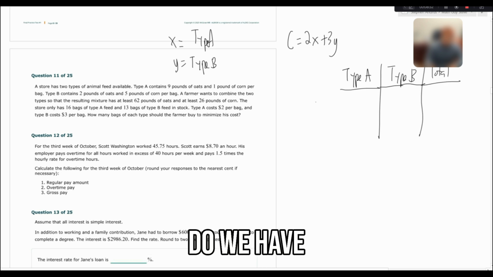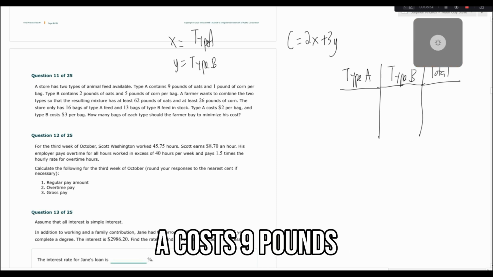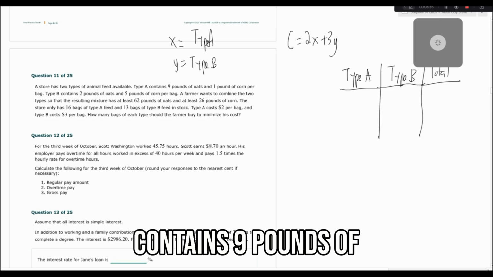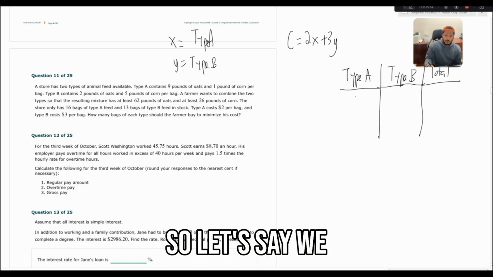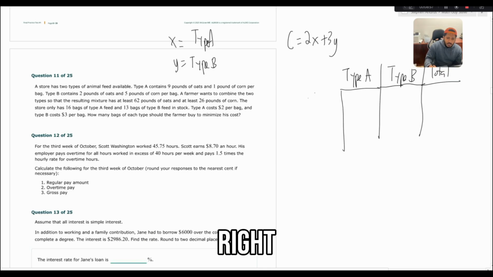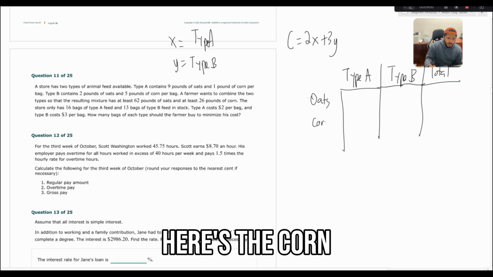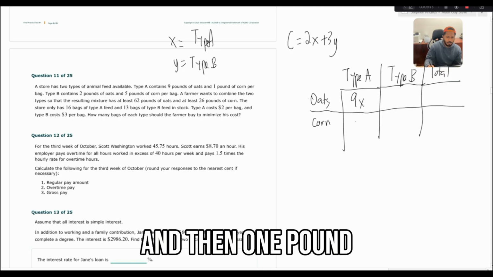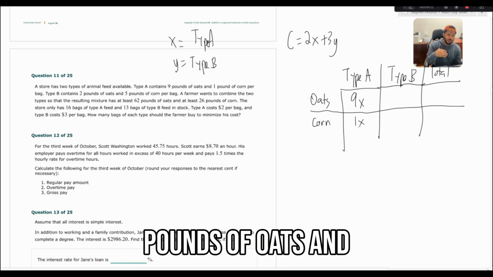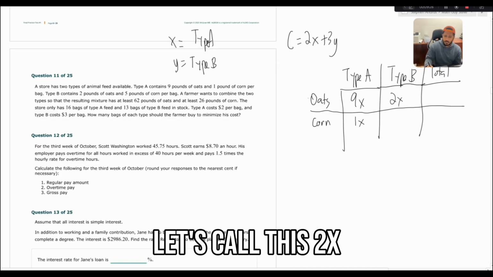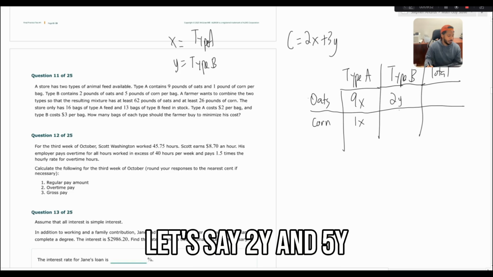What other information do we have? Type A contains 9 pounds of oats and 1 pound of corn. Let's call this the oats and corn area, so here's the oats, here's the corn. Let's put 9x here, and then 1 pound of corn, so 1x. Type B contains 2 pounds of oats and 5 pounds of corn, so 2y and 5y.